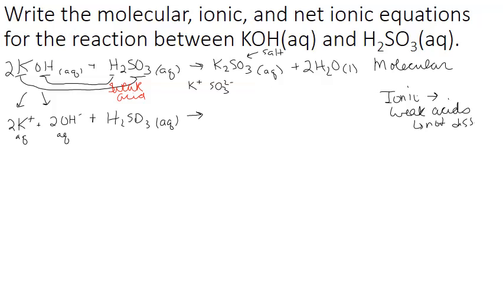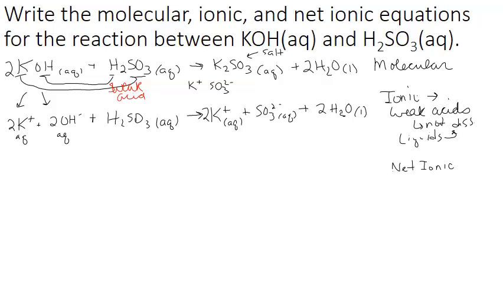Now on the other side, K2SO3, since potassium compounds are soluble, I will show that as being dissociated. I get 2 potassiums out of the process, so I should put a 2 in front of that potassium. Liquids are also not shown as being dissociated. So I would show the 2 waters as still together. And so then when I go on to the net ionic equation, I would cancel out spectators.